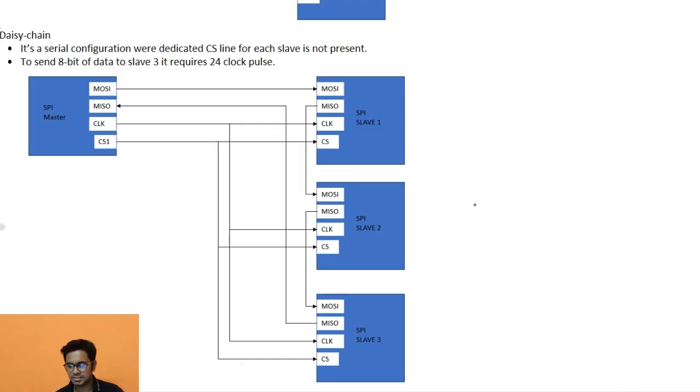The daisy chain communication. Now see here, we have three slaves, but all of them are using the same chip select line.